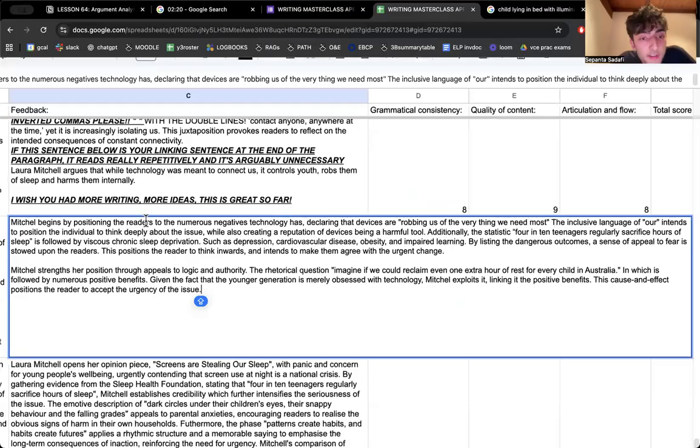Mitchell begins by positioning the readers to the numerous negatives technology has, declaring that devices are robbing us of the very thing we need most. Okay, full stop, guys.